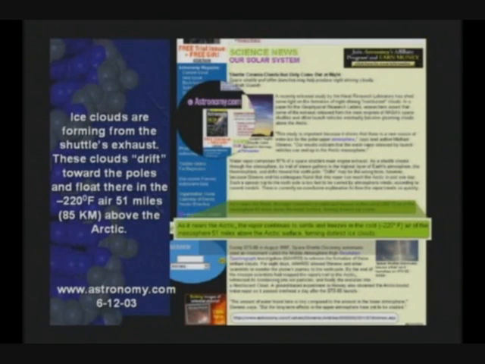By the way, when the space shuttle blasts off and leaves all that exhaust behind, it's forming ice clouds. And the ice clouds float to the North and South Pole and hover there about 50 miles above the Arctic. Ice clouds that are floating, they won't fall. Apparently stuck in the magnetic field, I don't know. But there's an article about that here.